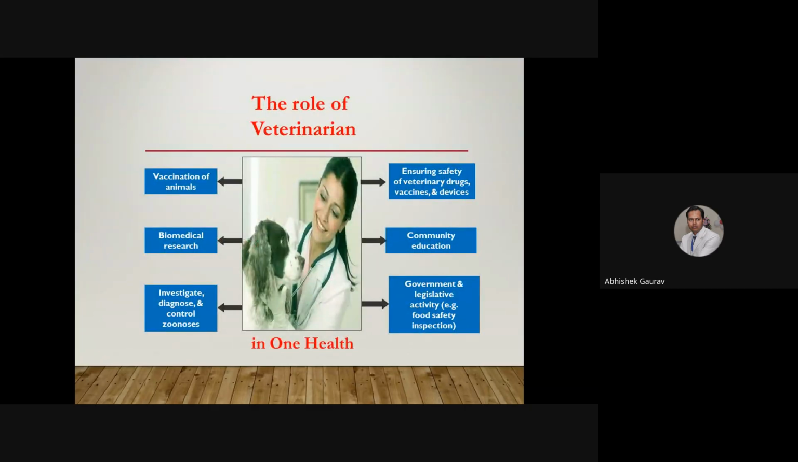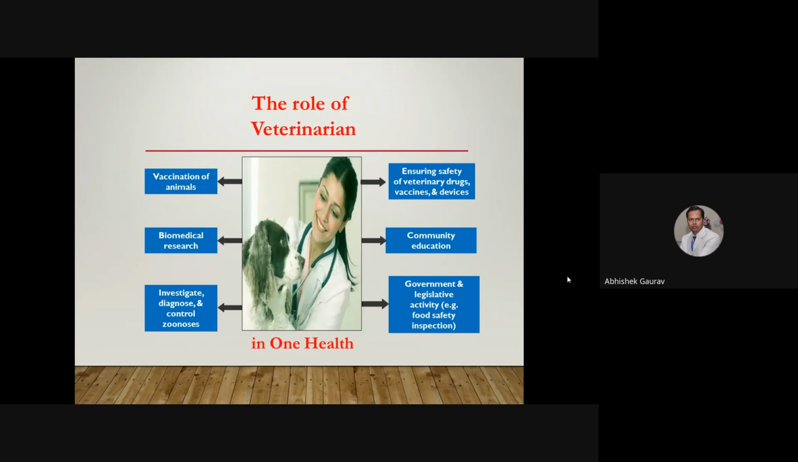So what is the role of the veterinarian? Veterinarians have a very important role. We saw in the case of COVID, there were many veterinarians from my college doing testing in the medical colleges. So we have a good role in helping in diagnostic activities. Apart from that, vaccination of animals. Vaccination of dogs for rabies has helped in reducing the incidence of rabies in human beings. So this is quite interrelated.